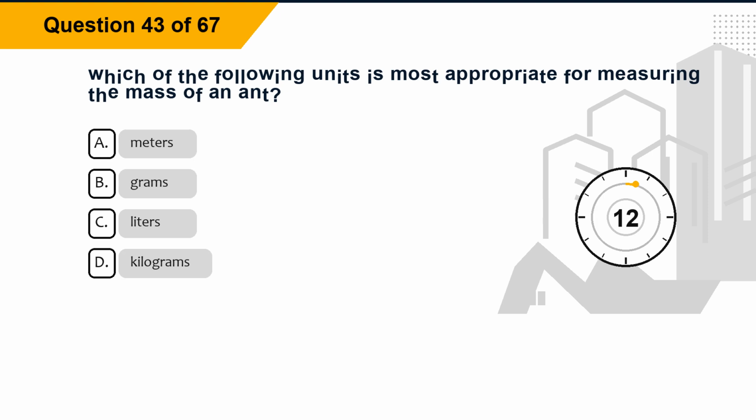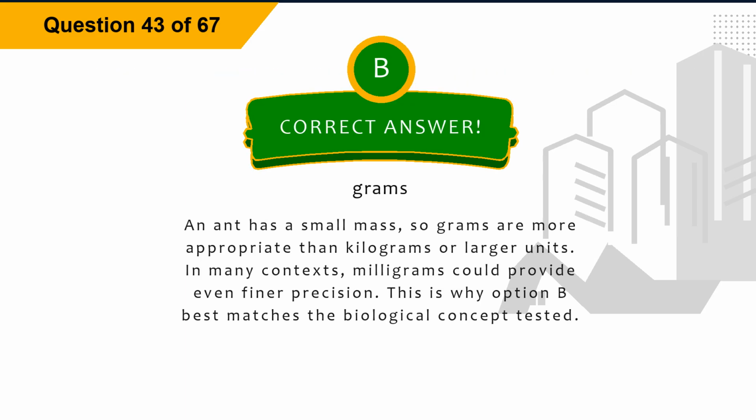Question 43. Which of the following units is most appropriate for measuring the mass of an ant? Option A. Meters. Option B. Grams. Option C. Liters. Option D. Kilograms. The correct answer is option B.